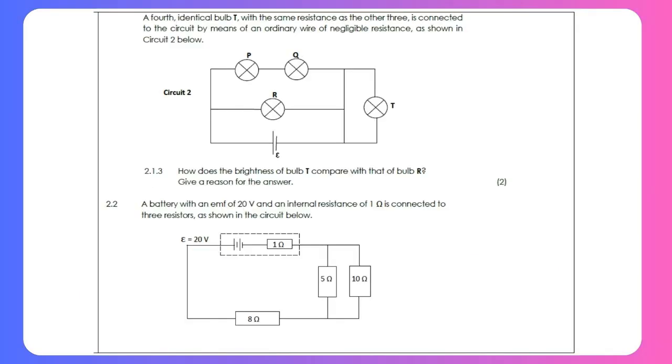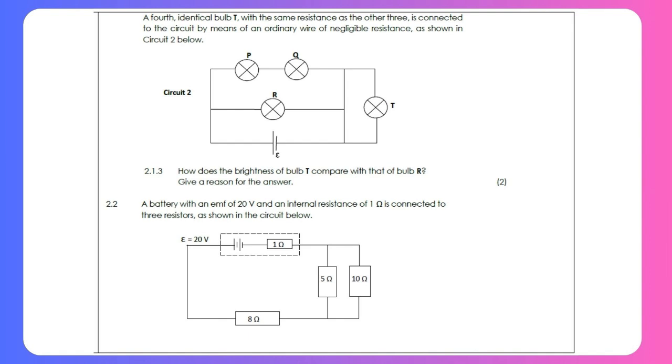A fourth, identical bulb T, with the same resistance as the other 3, is connected to the circuit by means of an ordinary wire of negligible resistance, as shown in circuit 2 below. 2.1.3 How does the brightness of bulb T compare with that of bulb R? Give a reason for the answer.